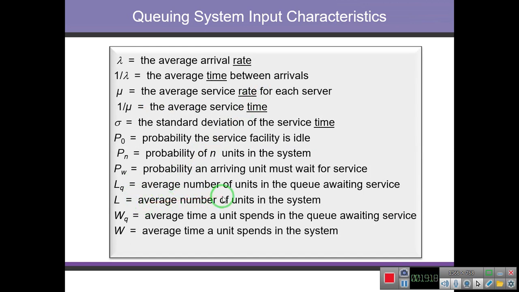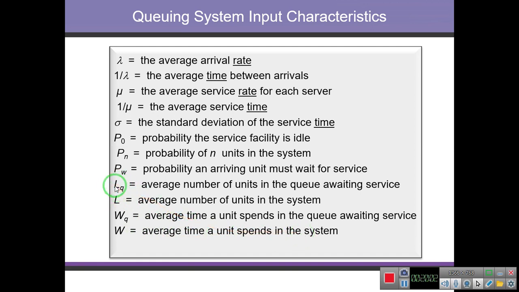L is the average number of units in the system. And then notice how these are kind of related, right? These 3 are related and these 4 are related. WQ is the average time a unit spends in the queue waiting for service. So where LQ is the number of units waiting, WQ is the average time these units spend waiting, okay? So L is the number of units, W is the time they spend. And plain, just W is the average time a unit spends in the system.